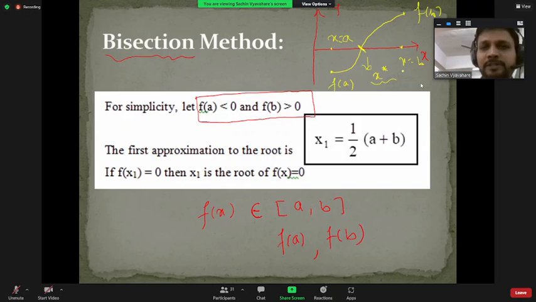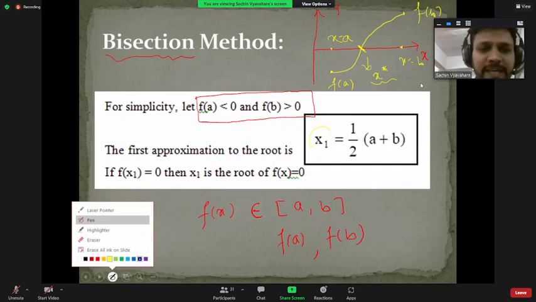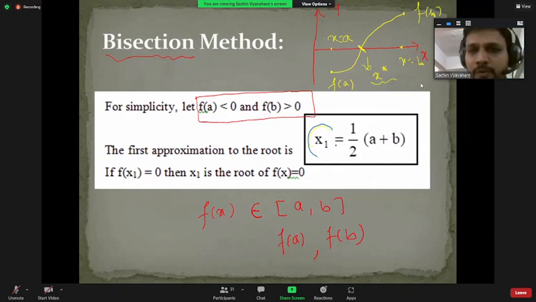So the first approximate value for that x star is x1. x1 is (a plus b) upon 2. Once we get that x1, we calculate f(x1). The sign of f(x1) is very important. Suppose f(x1) is greater than 0.